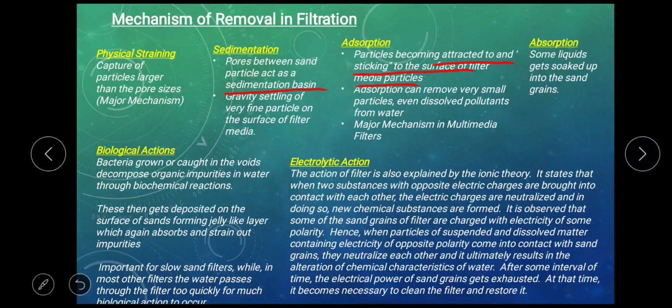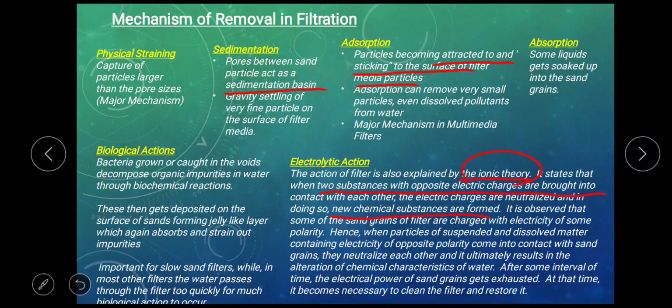Next is the electrolytic action, which is explained by the ionic theory. If two substances have opposite charges, then when they come together, during the interaction they form a new chemical substance. In this way the chemical properties of the suspended solid change and they can easily be removed from the water. This is well explained by the ionic theory.